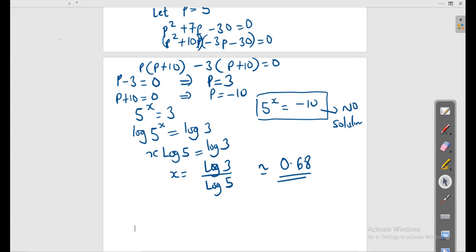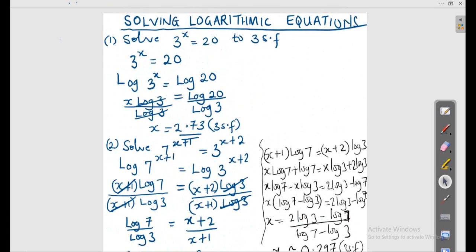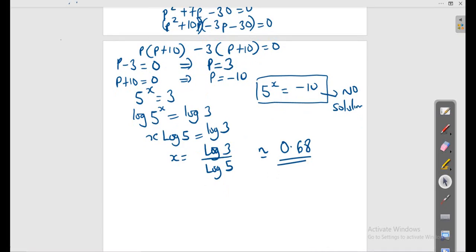And that is solving logarithmic equations. If you have many questions that are IGCSE standard, you can use them to understand this.